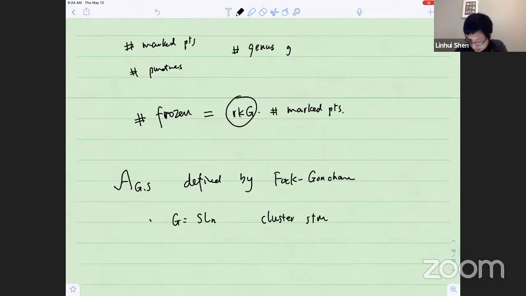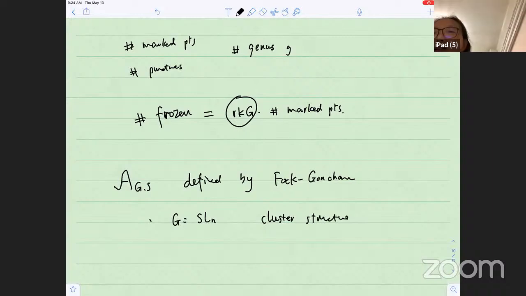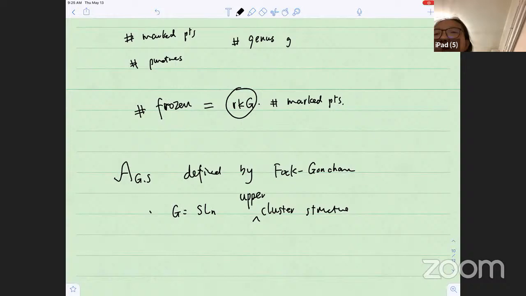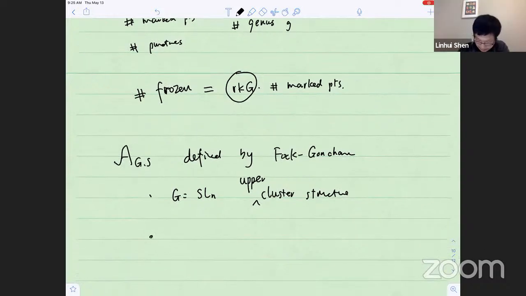So is this an upper cluster or a cluster algebra? I think it's the upper cluster algebra. Yeah. But when S has no punctures, I think they are the same. It's not written in the literature, and I'm not sure how to prove that. But in general, this is the upper cluster algebra.